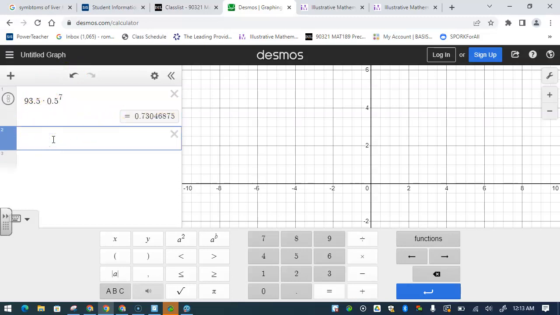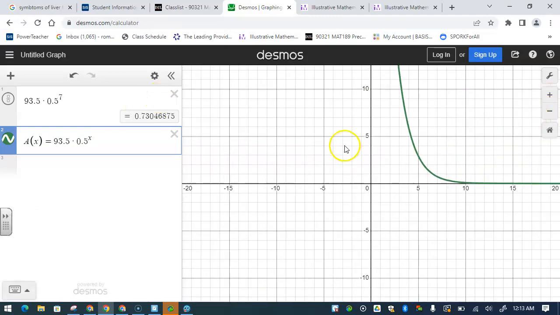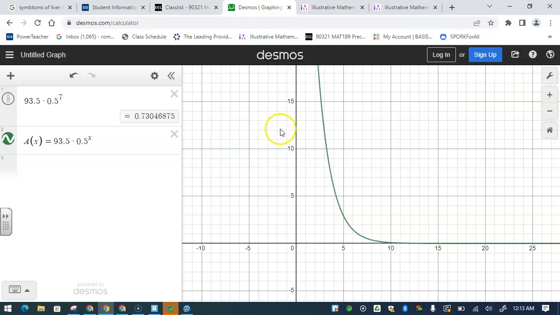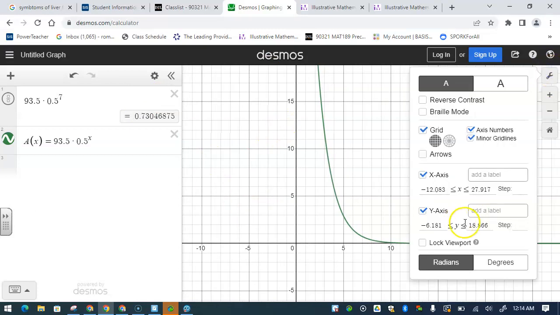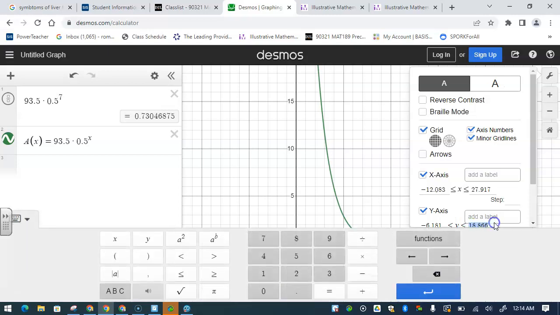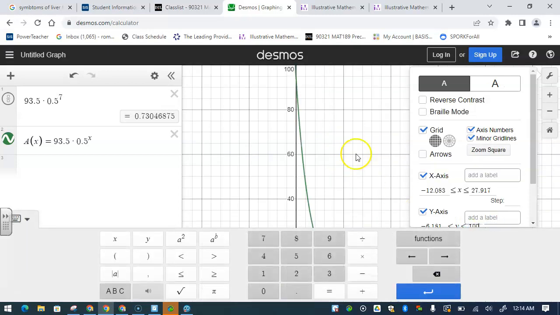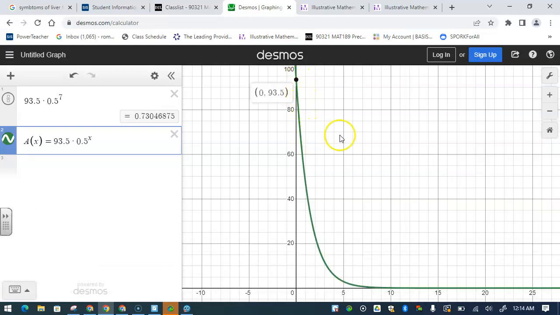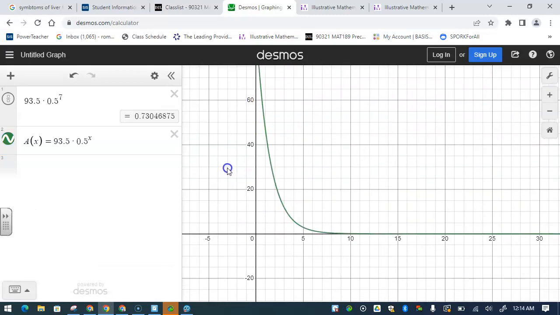You can even create a function also, like a equals, and you just put that 93.5 times 0.5 to the power. You can see clearly here, and there it is. This is the number of folds. So in the beginning, you can make the y the big number, little. It starts from maybe 100. So here it is. That's where it starts, and then goes down.